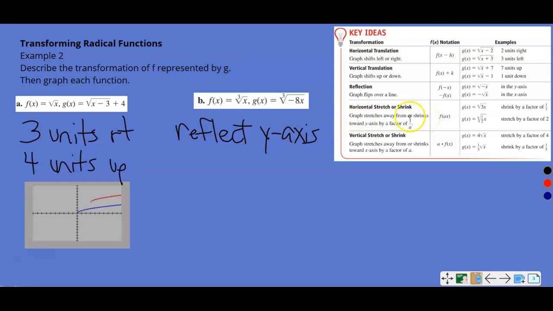And then the 8, you can see here, this is what always confuses people. The graph stretches away from or shrinks towards by a factor of 1 over a. So that's very important to remember, that 1 over a. So it's going to be 1 over 8. So what's going to happen to that? It's going to shrink. You're going to have a horizontal shrink by a factor of 1/8.